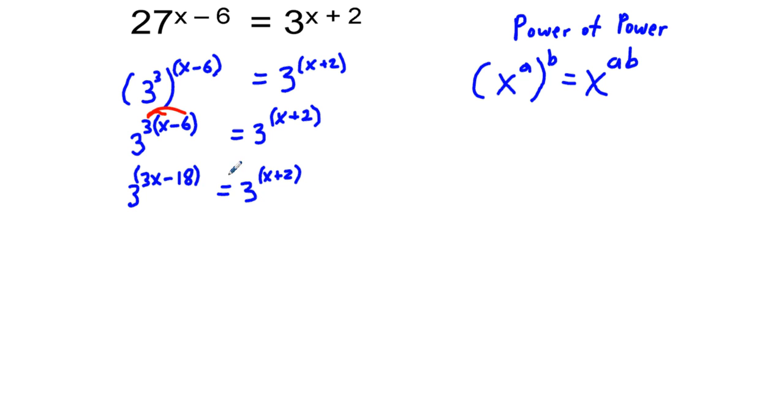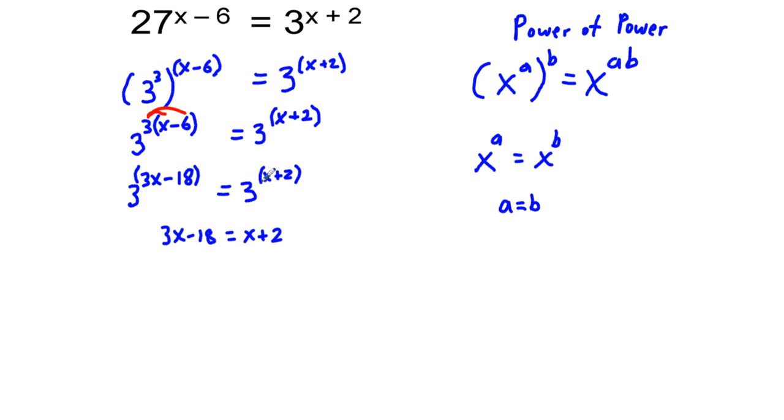Now another property comes about. If we have a base to the power of a that's equal to the same base to the power of b, we know that a is going to have to be equal to b. So now, having the same base, we can set each of these exponential expressions equal to each other. So we're going to have 3x minus 18 is equal to x plus 2. And now we can solve for x.